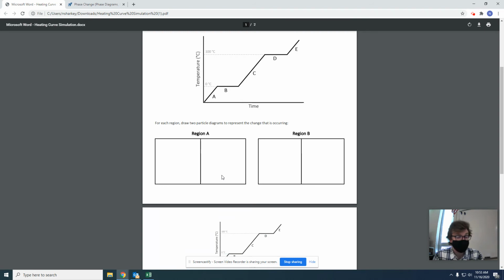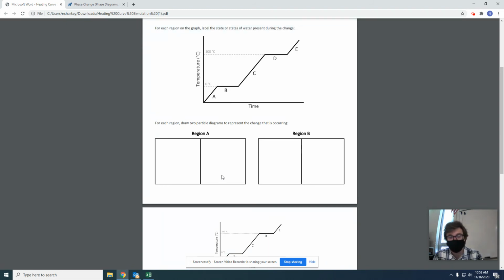The only real difference that we noted, we said that they were vibrating a little bit more and that our particles might have spread out just a little bit because as they heated up, our ice started to expand. So that's all we really want you to do is think about what's happening at the particle level in each of these regions.